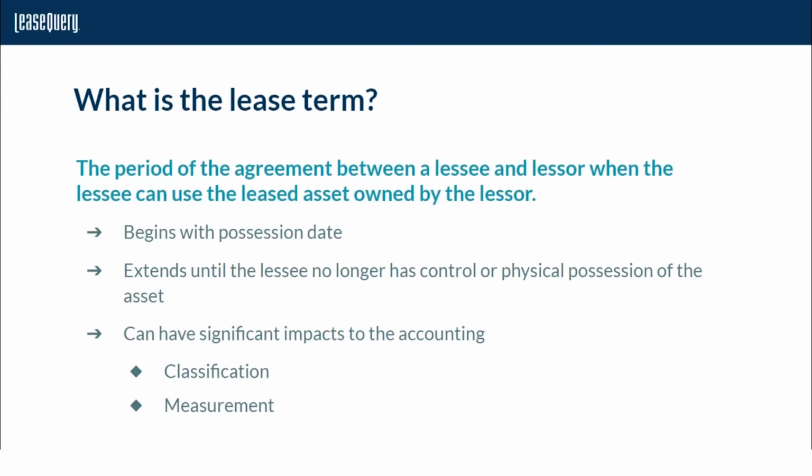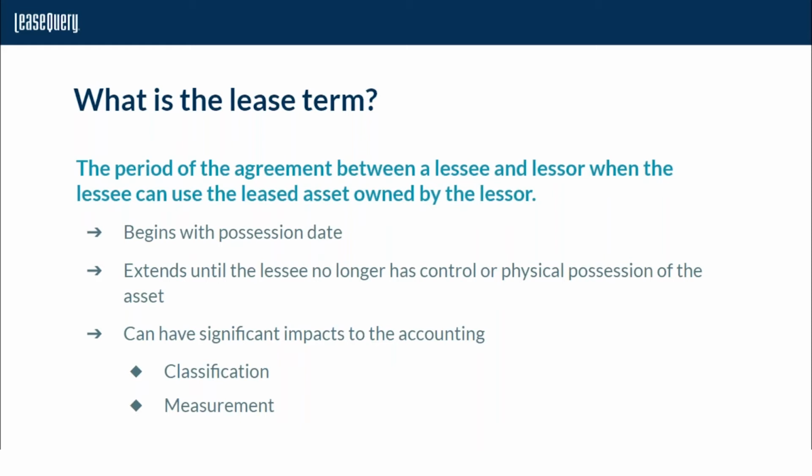The lease term is the period of the agreement between the lessee and the lessor when the lessee can use the leased asset owned by the lessor. The lease term for accounting purposes starts from the lease possession date and extends until the lease end date.